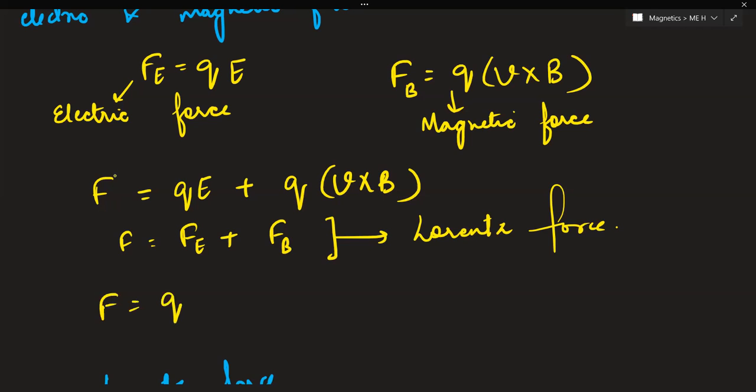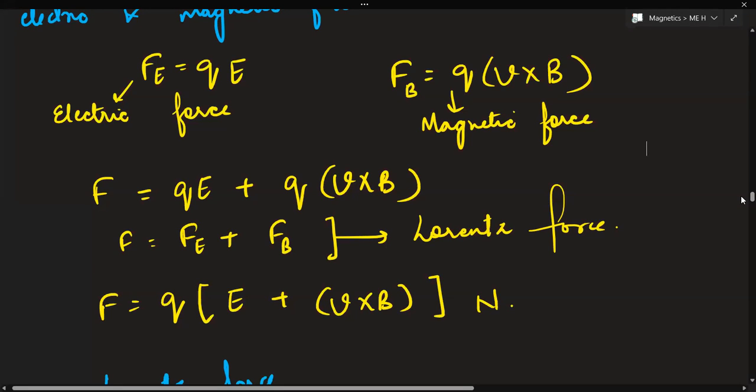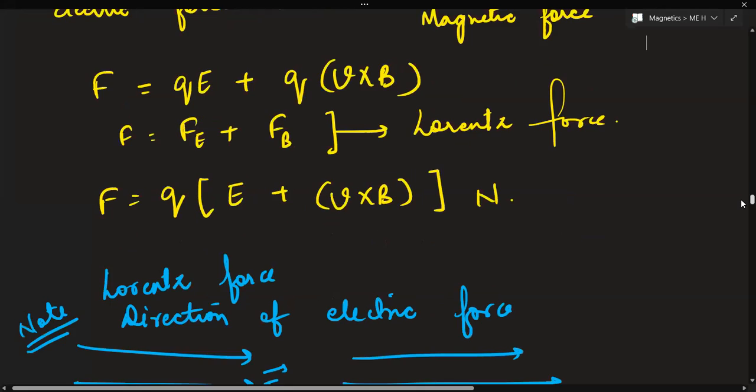So you can write it in this manner also. Q you can take common. E plus V cross B you can write. This much newtons. This is what is meant by Lorentz force. Numericals do come from here.